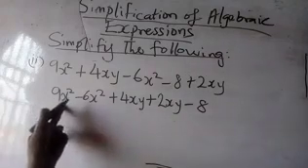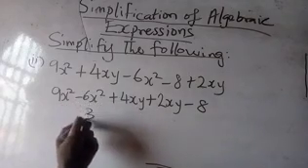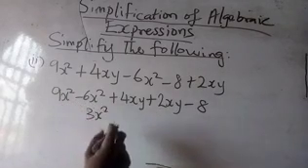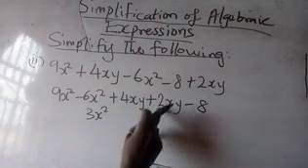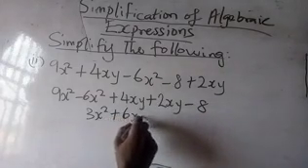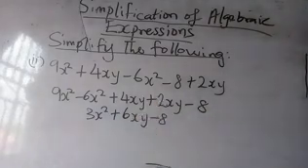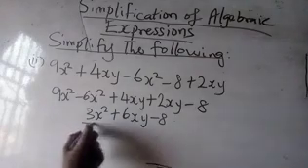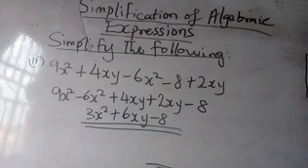You can now say 9x squared minus 6x squared. That will give us 3x squared. Plus 4xy plus 2xy, and that gives 6xy. Minus 8 as a constant standing on its own. When we look at it, nothing looks alike again. And this is our final answer for this expression.